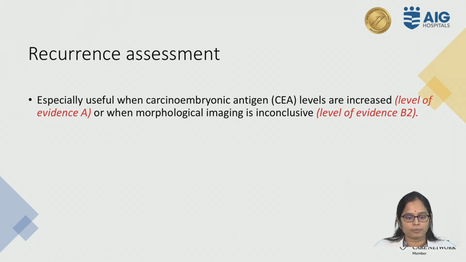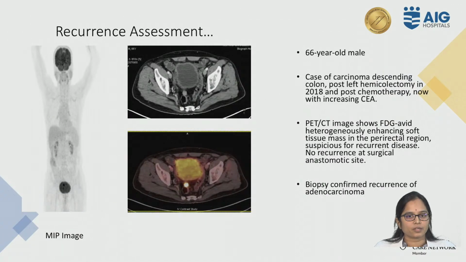Let's see one example. This is our patient, a 66-year-old male who was treated for carcinoma descending colon in 2018. This patient has a rising trend of CEA. PET CT was advised. This patient had an intensely FDG avid, heterogeneously enhancing soft tissue mass in the pelvis, which was biopsy confirmed as metastatic disease. So the other indication is when morphological imaging is inconclusive.